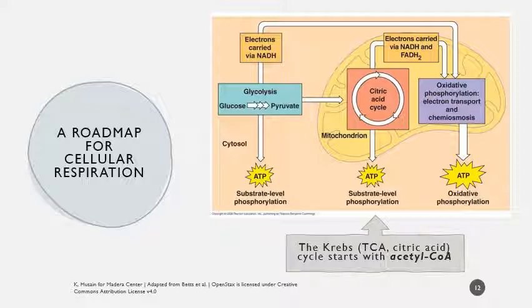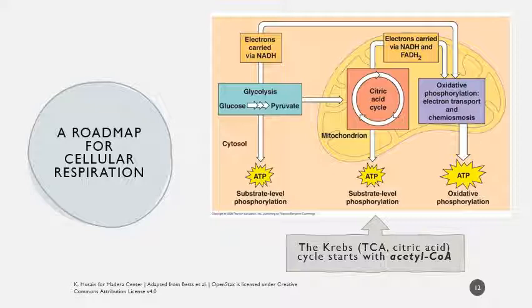So cellular respiration starts out with glycolysis. We have the citric acid cycle, which has a bunch of synonyms. It's also called the Krebs cycle, the TCA cycle, and that starts with acetyl-CoA. And then we also have oxidative phosphorylation, which involves electron transport and chemiosmosis. That is where you get the bulk of ATP being generated. The citric acid cycle is important for getting a lot of those high energy carrier molecules.